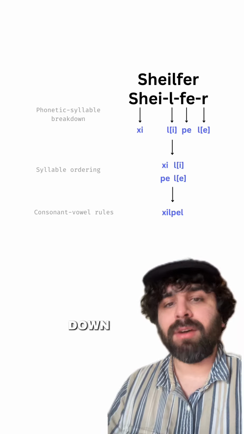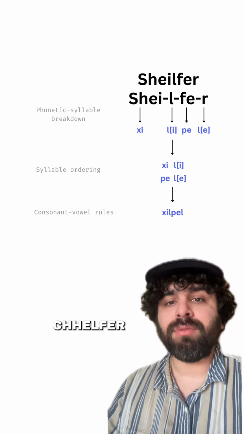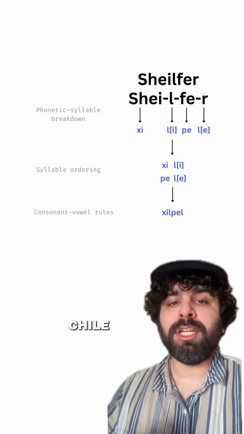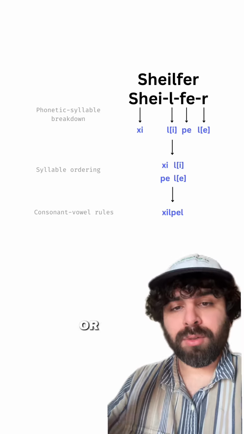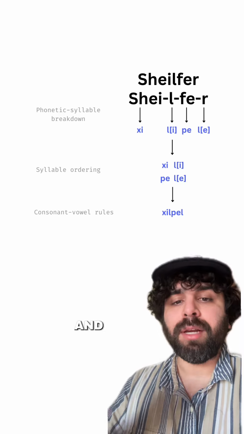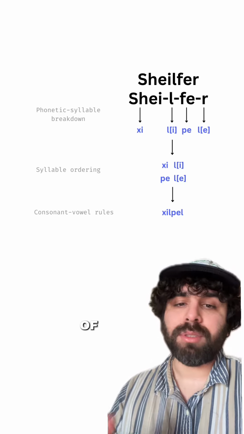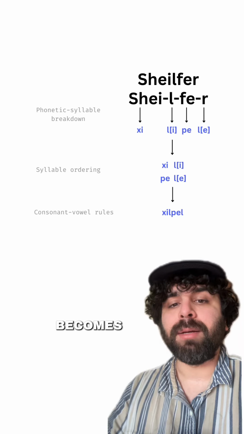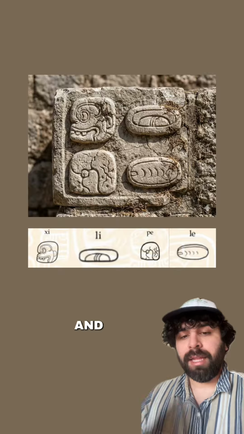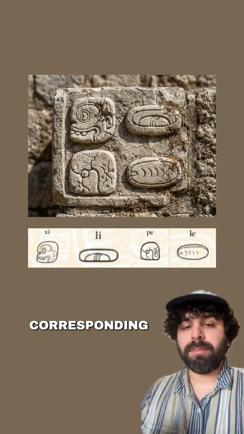So we have to break it down into syllables here. So Shelfer or Chelfer becomes chili belle. You order the phrases or the words in the proper reading pattern, and then you have to apply the consonant vowel rules of the Mayan language. So chili belle becomes shilpel, Chelfer. And then from there, it's just a matter of finding the corresponding glyphs.